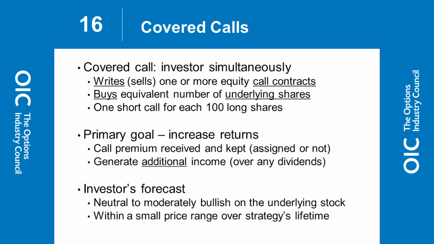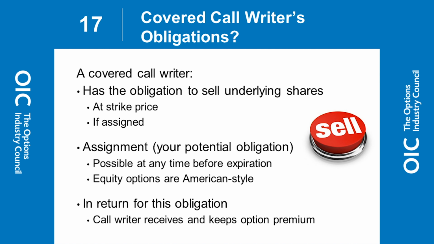So our forecast with the covered call is that we're neutral to moderately bullish, meaning we don't think the stock is going to move very much. It's going to trade within a small price range over the lifetime of the option contract, but we also think that it's maybe going to go up a little bit. The reason we want it to go up a little bit is because we are long that stock. We want the shares to increase in value. But again, because we're option sellers, we have obligations. Our obligations are to sell those shares at the strike price if assigned.